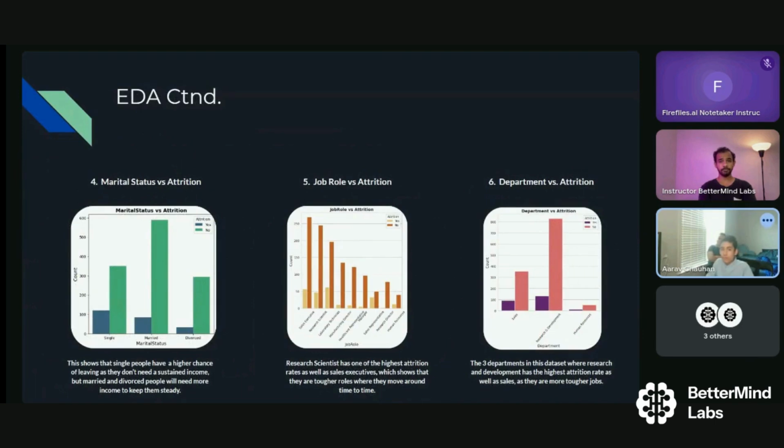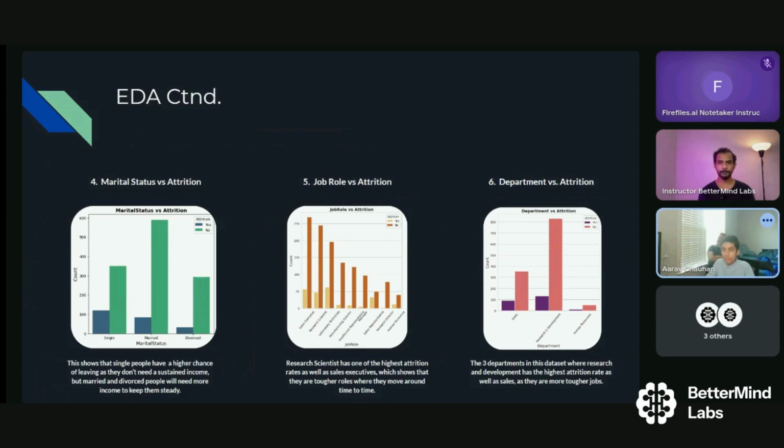Number four, marital status versus attrition. Single employees quit more often than married and divorced ones, as singles may not need a steady source of income compared to married and divorced employees, who will need a steady source of income.